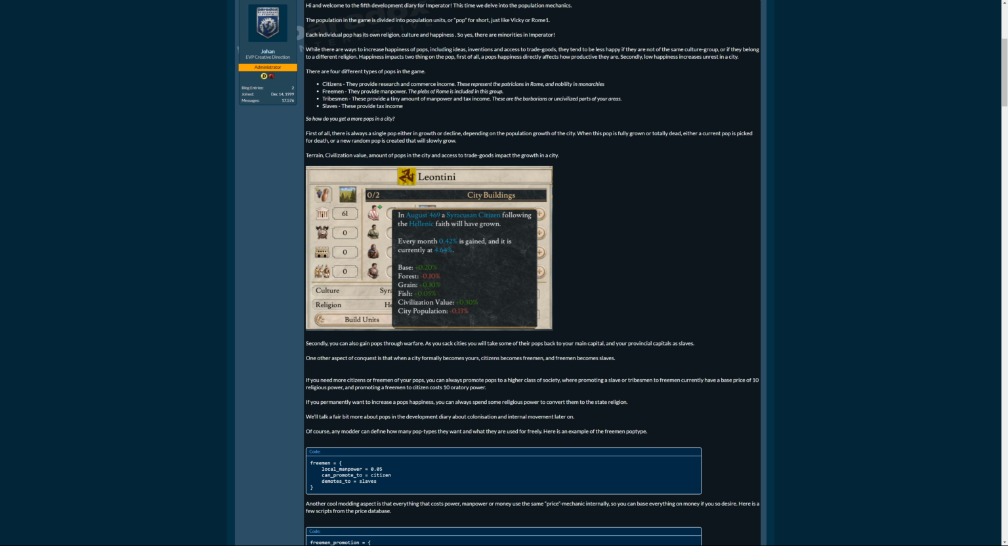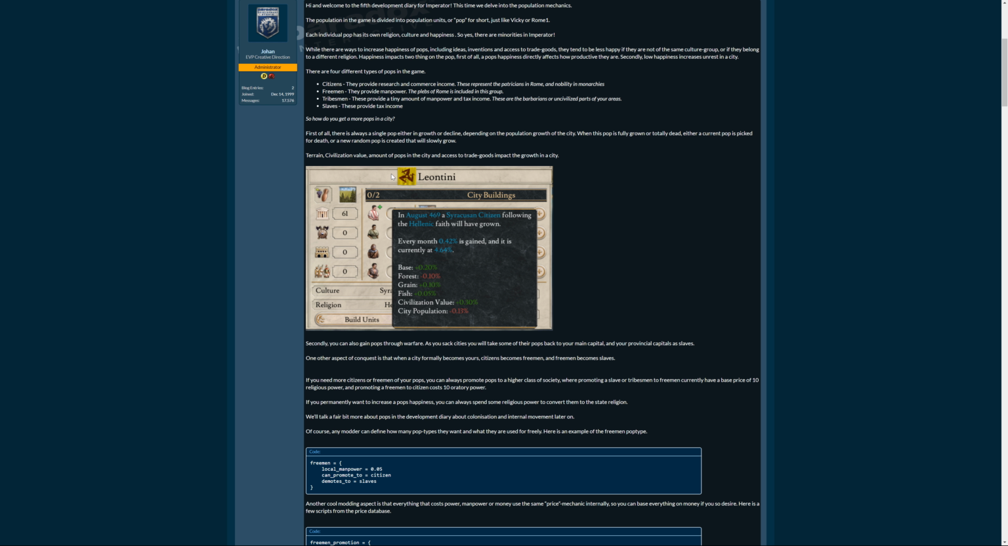So how do you get more pops in a city? First of all, there's always a single pop either in growth or decline, depending on the population growth of the city. When this pop is fully grown or totally dead, either a current pop is picked for death or a new random pop is created that will slowly grow. So you are in a state of something, and that state is either growth or decline. And so there's no real stagnation.